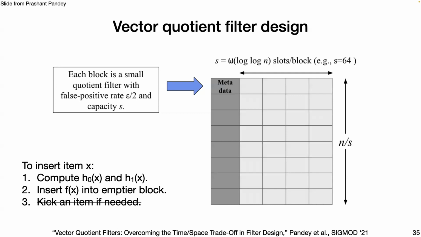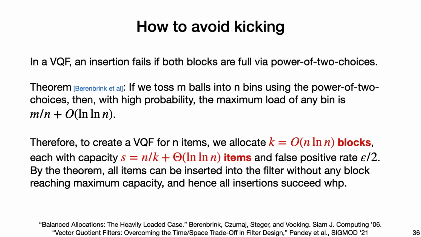So you might ask, what if it's full? What if both are full? How can you avoid this kicking? In the paper, they allow this failure: if both blocks are full by power of two choices, then the insertion fails. But they have this old theorem that was proved in 06, that if you have m balls into n bins using power of two choices, with high probability the maximum load on any bin is m over n plus log log n, natural log. Then you use this to determine the size.